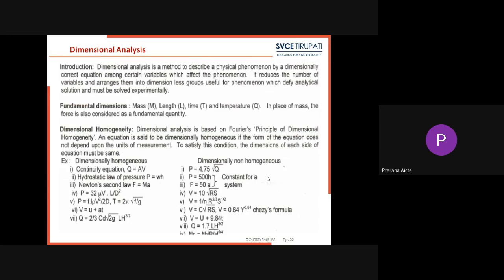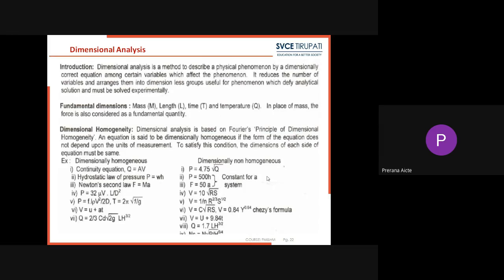Usually dimensional analysis is a method to find out a physical phenomenon by a dimensionally correct equation among certain variables which affect the phenomenon. It reduces the number of variables and arranges them into dimensionless groups, useful for phenomena which cannot be solved by analytical solutions and must be solved experimentally also. The fundamental dimensions are mass denoted with M, length denoted with L, time denoted with T, and temperature denoted with theta. In place of mass, force is also considered as a fundamental quantity.